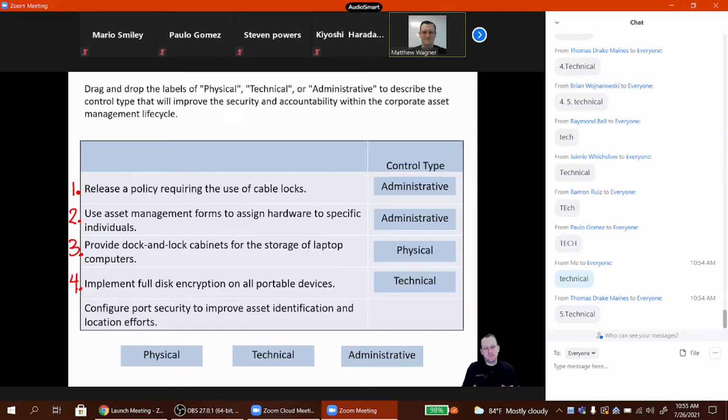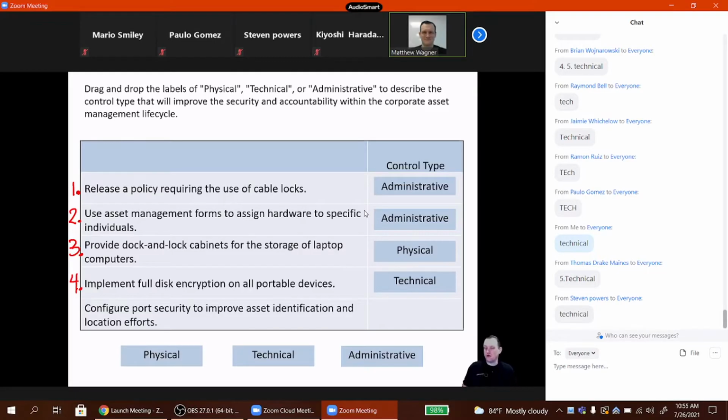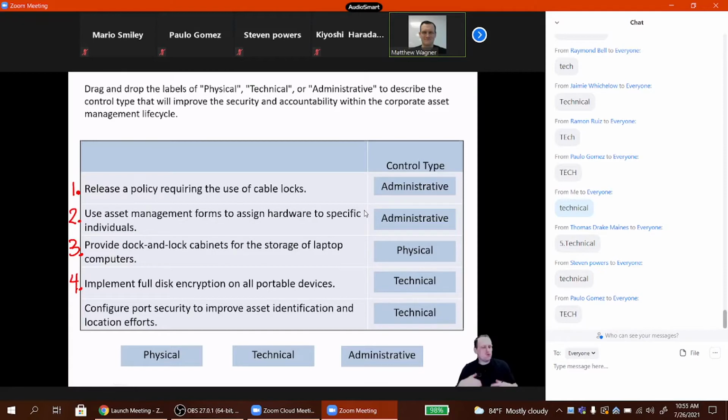As for this last one, configuring port security to improve asset identification and location efforts. Port security is something you enable on a router or a switch, something you put on a piece of network hardware that limits what MAC addresses are able to connect to that piece of hardware. This is absolutely something that is configured on a piece of network equipment and thereby is technical in nature. So those would be the proper answers relative to those descriptions. And hopefully this gives you a good feel for how CompTIA views the difference between them.